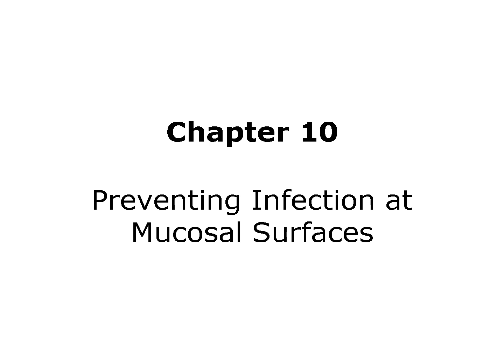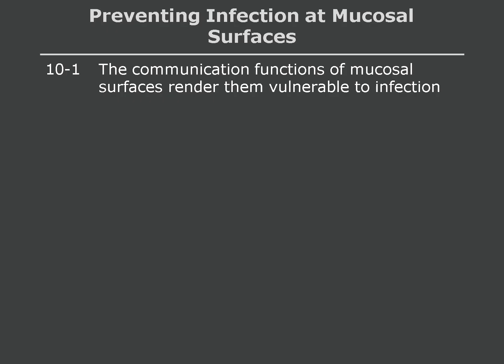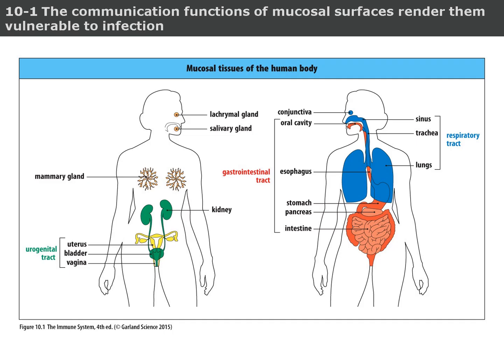Chapter 10: Preventing Infection at Mucosal Surfaces. The communication functions of mucosal surfaces render them vulnerable to infection. The mucosal tissues of the human body perform essential communication functions with the external environment, functions like breathing, eating, reproduction, and waste elimination. But this accessibility also makes them highly vulnerable to infection.